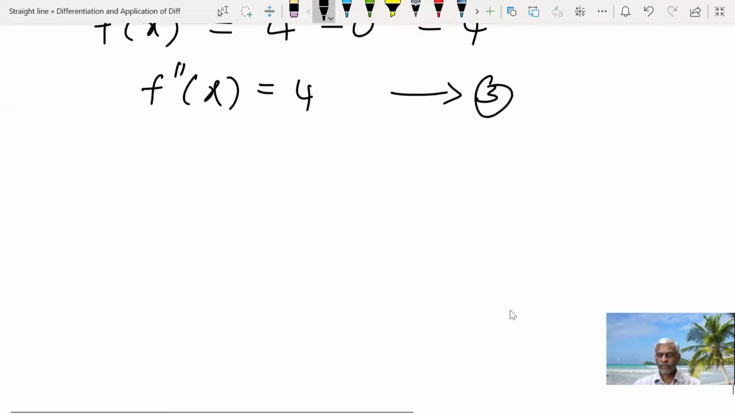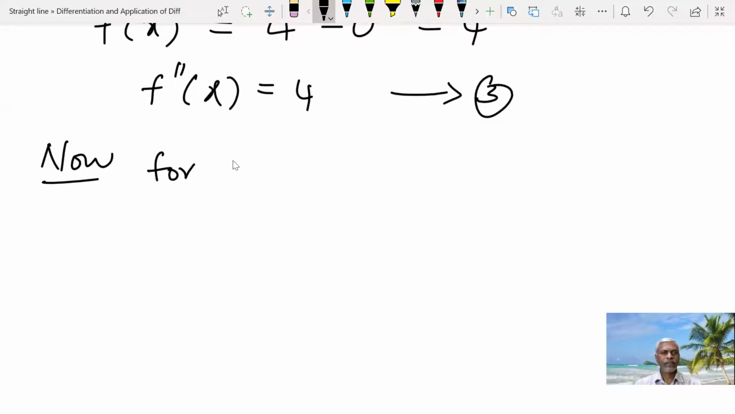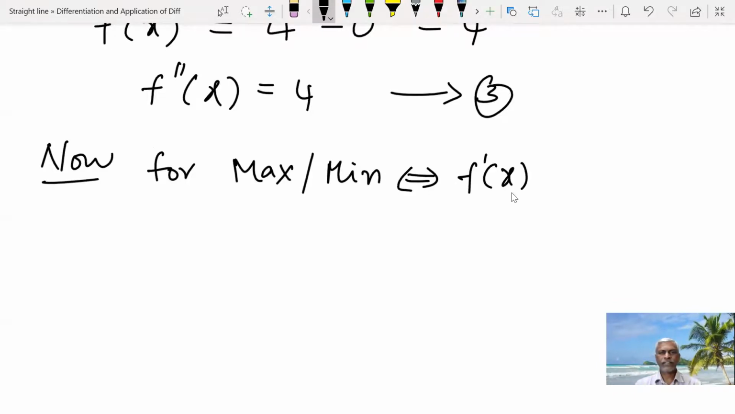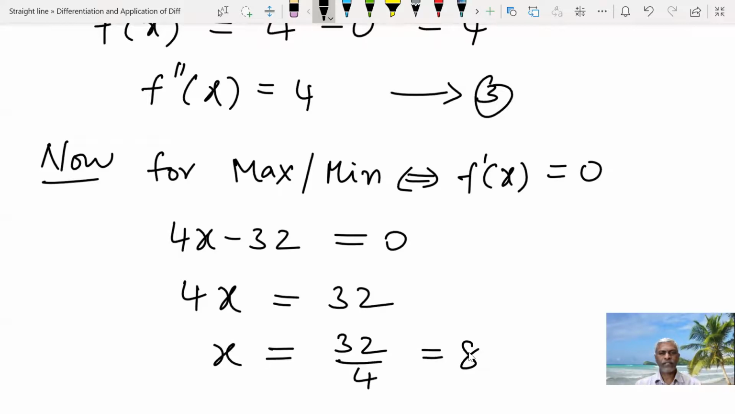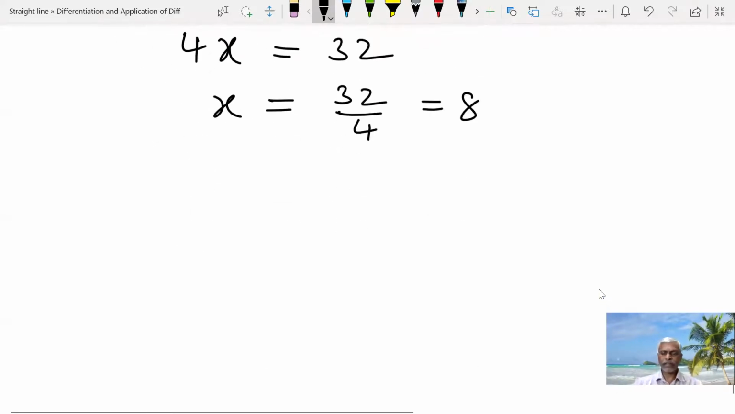Now for maximum or minimum, f dash should become 0. That is 4x minus 32 is 0. 4x is equal to 32. x is equal to 32 by 4, that is 8. The x value. Substituting this x value in f double dash.